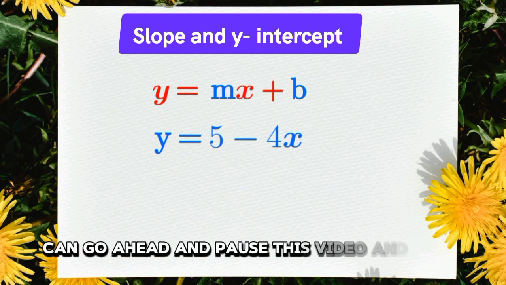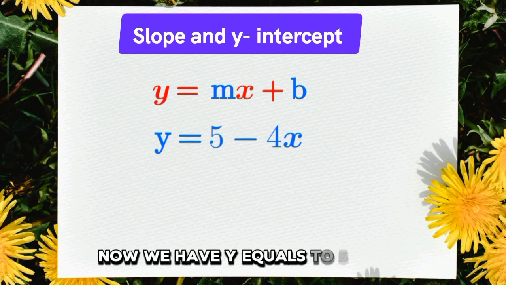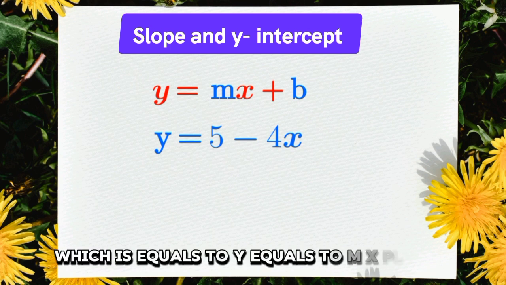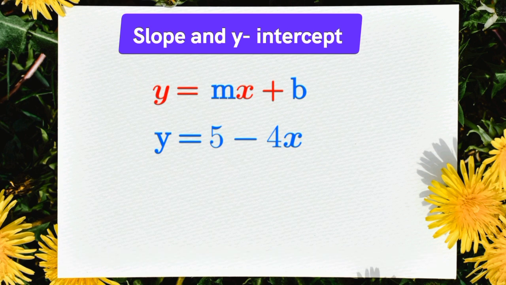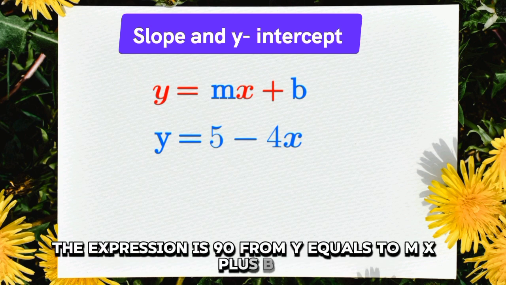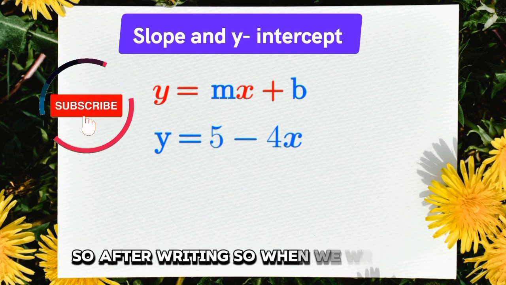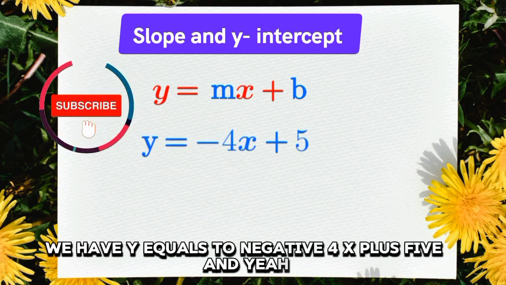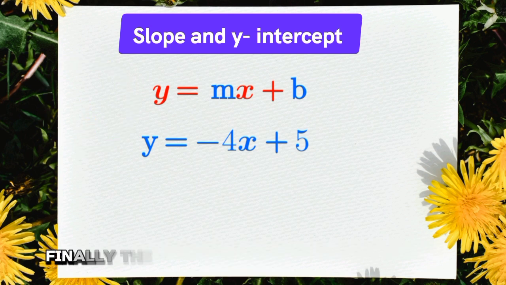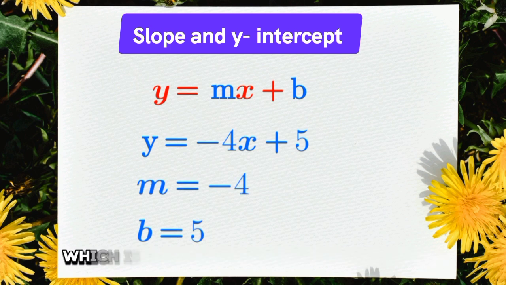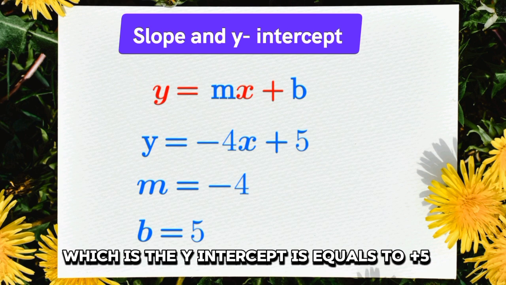You can go ahead and pause this video and try it yourself. Now we have y equals 5 minus 4x, and we have our normal form, which is y equals mx plus b. As you can see, the expression is not in the form y equals mx plus b, so we have to rewrite it. When we write it, we have y equals negative 4x plus 5. And here, finally, the value of m is negative 4, and the value of b, which is the y-intercept, is positive 5.